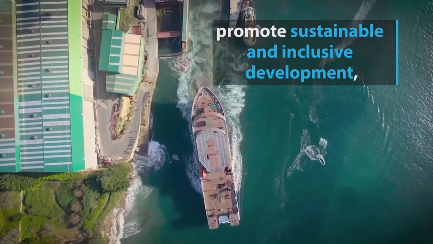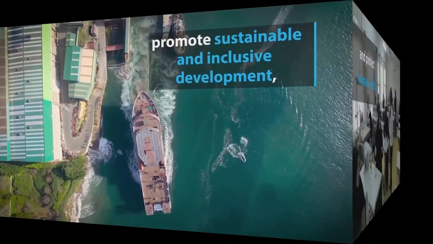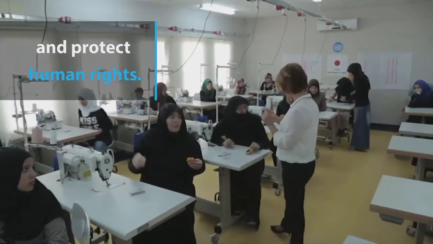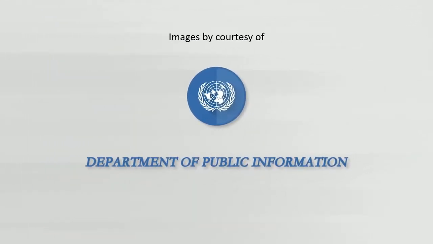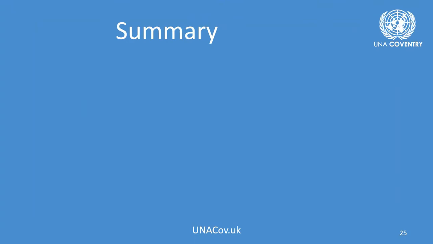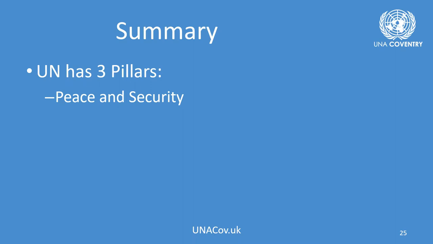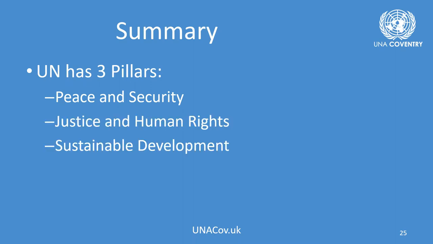Another of the aims of the UN is to promote sustainable and inclusive development. So that's another one of the three main aims. And the third one is justice and human rights. So here we have the third of the three main pillars of the UN. So it's peace and security, justice and human rights, and sustainable development. And these images were taken from a video created by the Department of Public Information at the UN. So, just to summarise, those three pillars: peace and security, justice and human rights, and sustainable development.